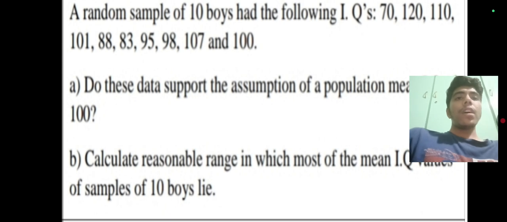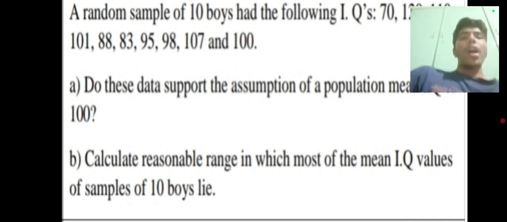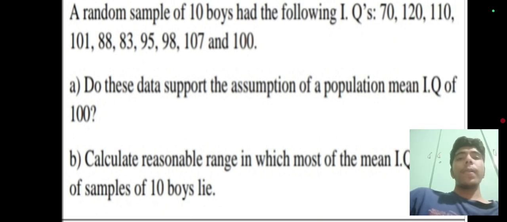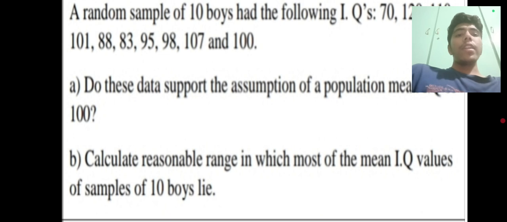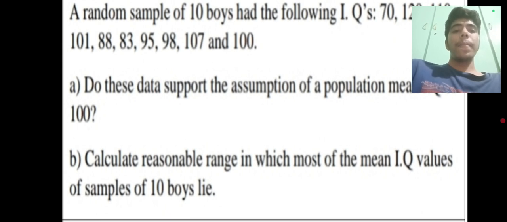And this is the question. A random sample of 10 boys had the following IQs: 70, 120, 110, 101, 88, 83, 95, 98, 107, and 100. Do these data support the assumption of a population mean IQ of 100? Calculate a reasonable range in which most of the IQ values of samples of 10 boys can be.